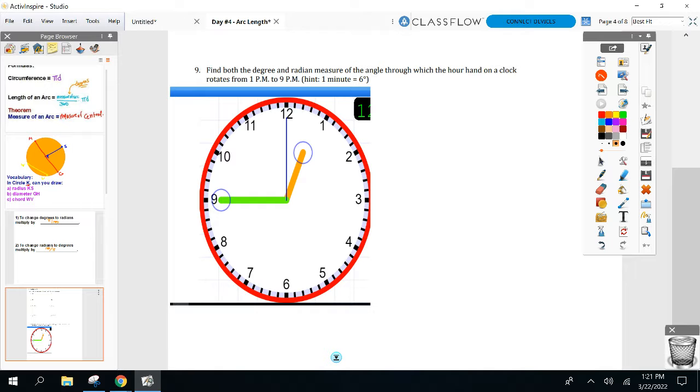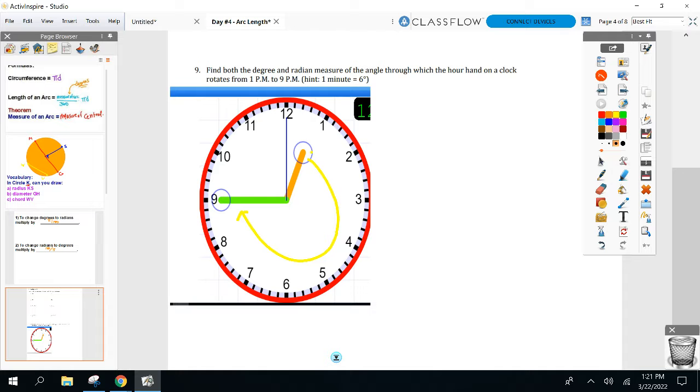If both of these are the hour hands, I was looking for this angle measure right here. All right, that angle measure right there. Not the minute hand going around and around from 1 to 9 o'clock. No, the hour hand moving from 1 to 9. Clock question going to be on the quiz next week somehow. It's going to be a little bit more difficult than this one, though.